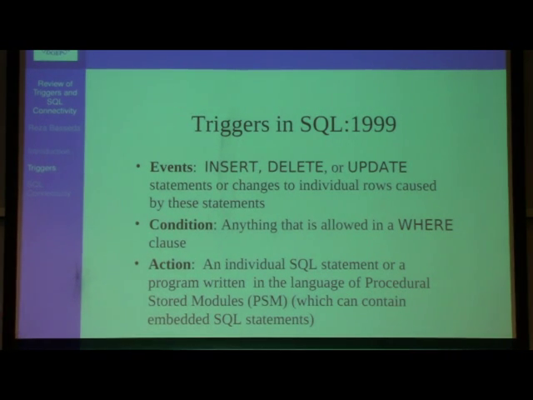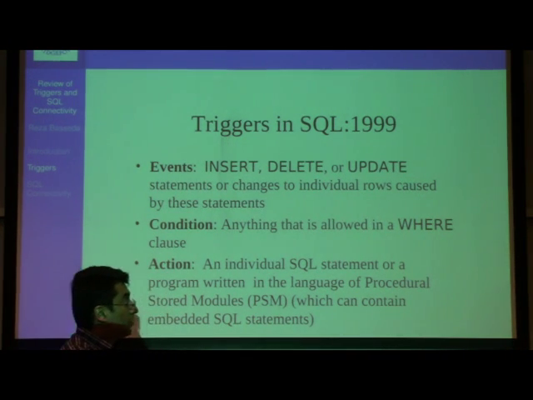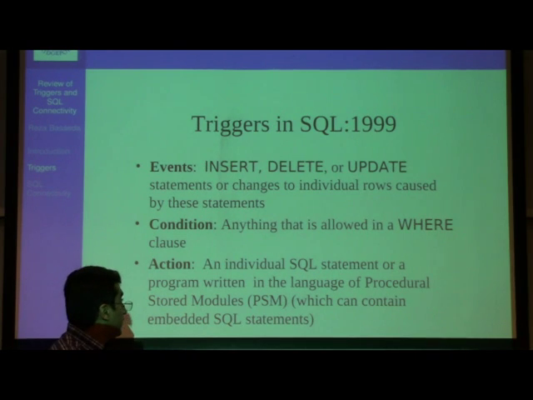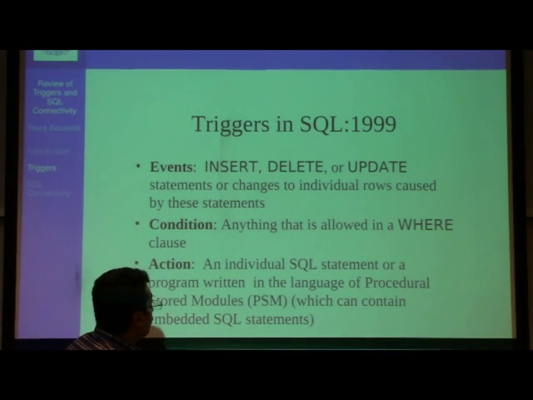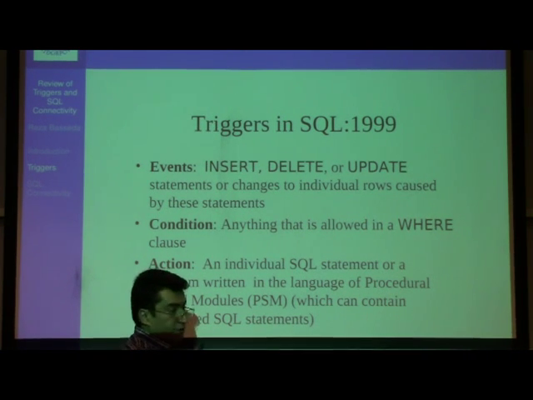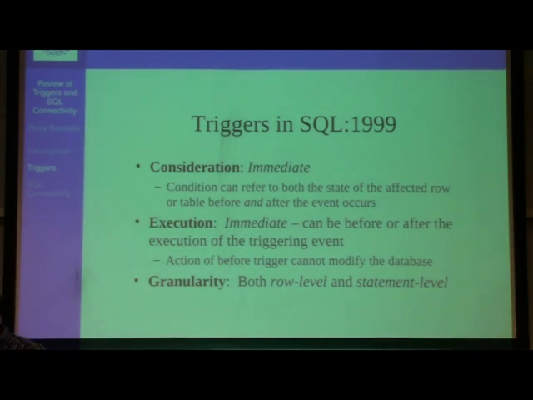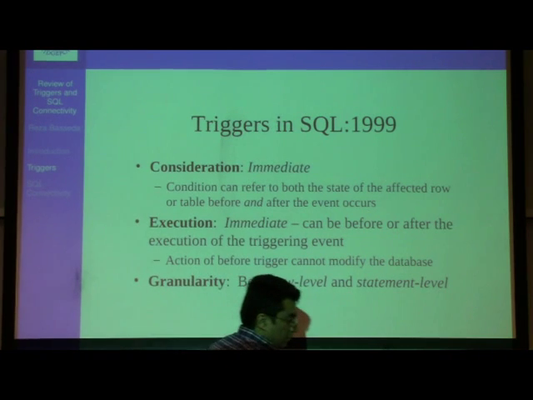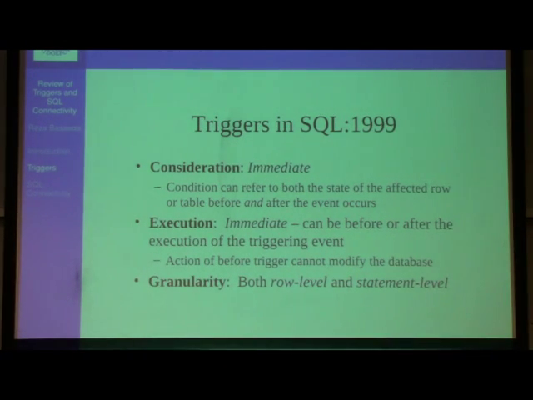The triggers started in SQL 1999. The current DBMSs you are working with all support triggers. Basically, the condition can be anything you can put in the where clause, and the action can be either a single SQL statement or a stored procedure. Triggers in standard SQL are considered immediately, and the execution is also immediate. SQL 1999 supports both row level and statement level granularity.